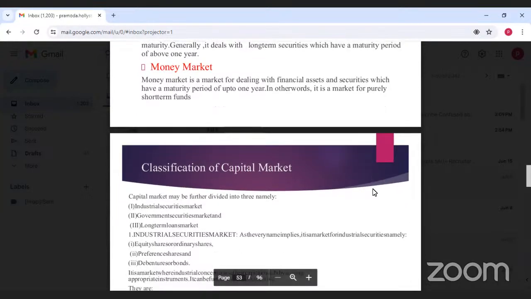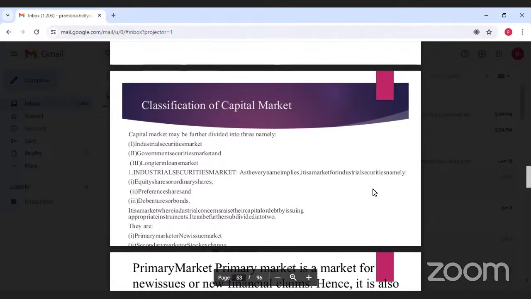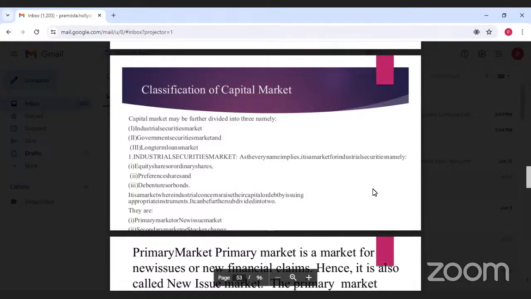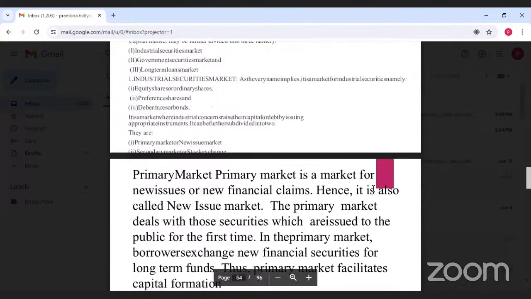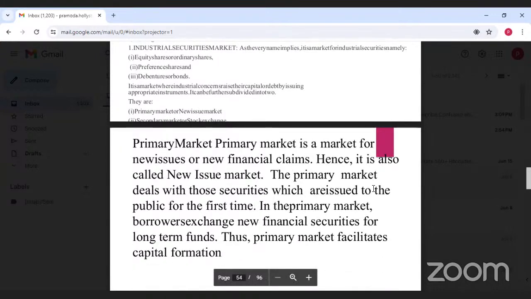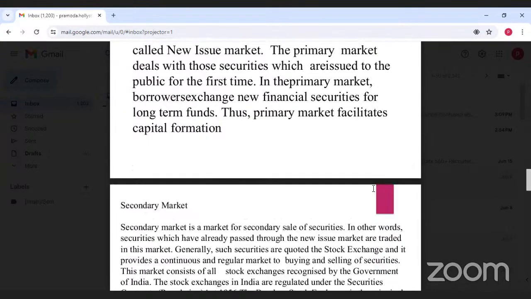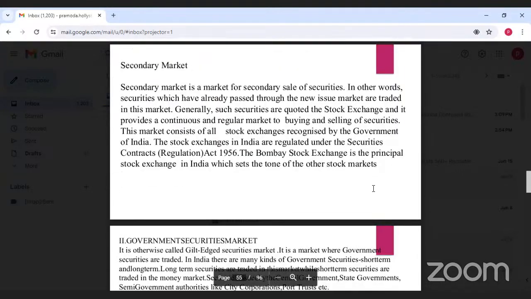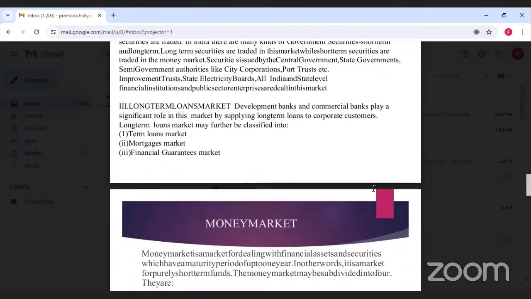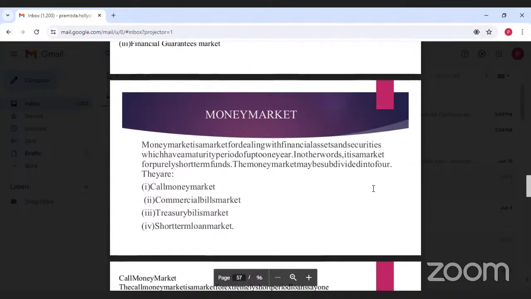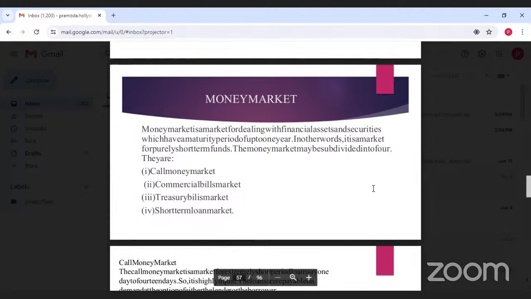And coming to the concept of capital market, it is again subclassified into three broad categories. They are industrial securities market, gilt-edged securities market, or you can call it the government securities market. And the third category is the long-term loans market. We have already discussed these concepts in detail yesterday. Yes? Yes, ma'am. Now we'll proceed with the second aspect, that is money market.